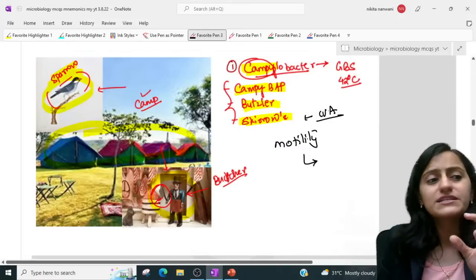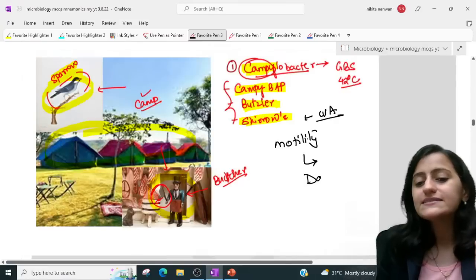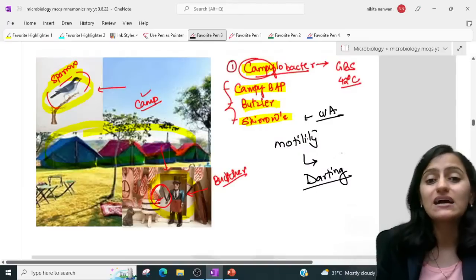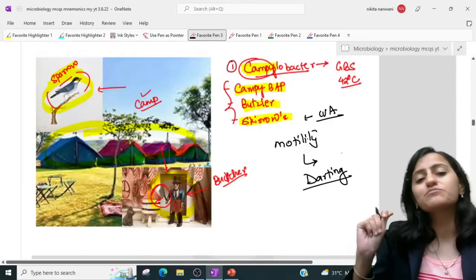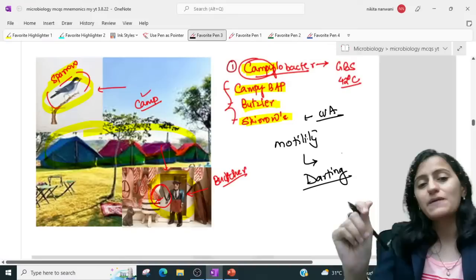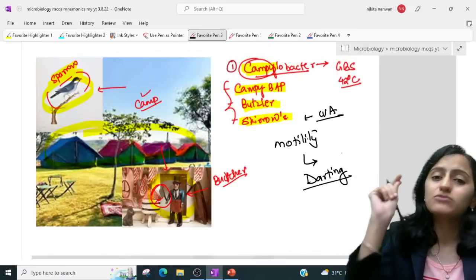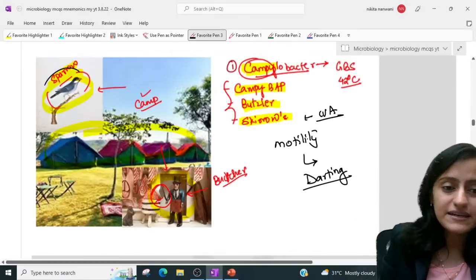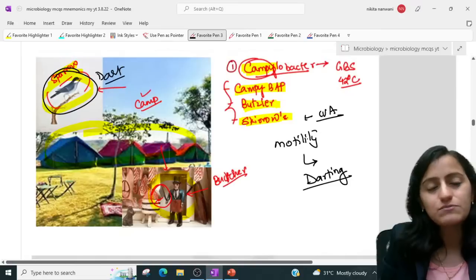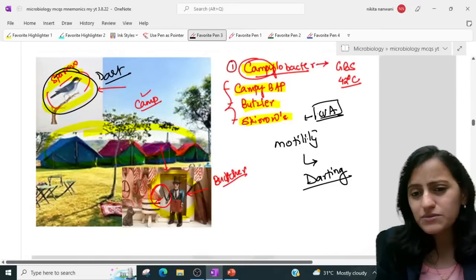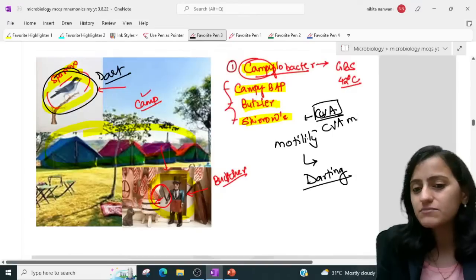What kind of motility do we see? It is darting motility. Vibrio and Campylobacter have darting motility. So imagine that this butcher, when he's targeting the sparrow, it's like playing the dart game. Remember, it is the darting motility. And to add to the medium, you have CVA medium also.